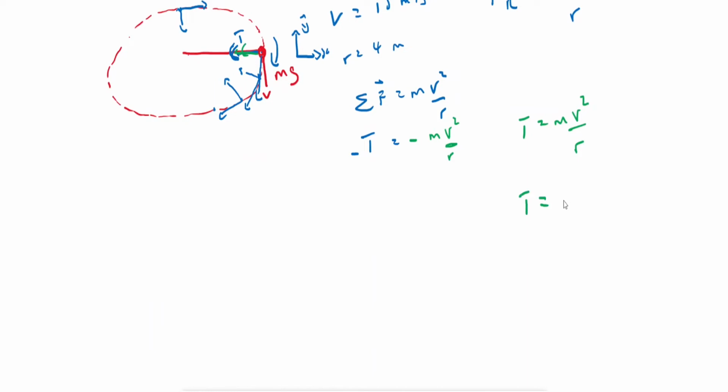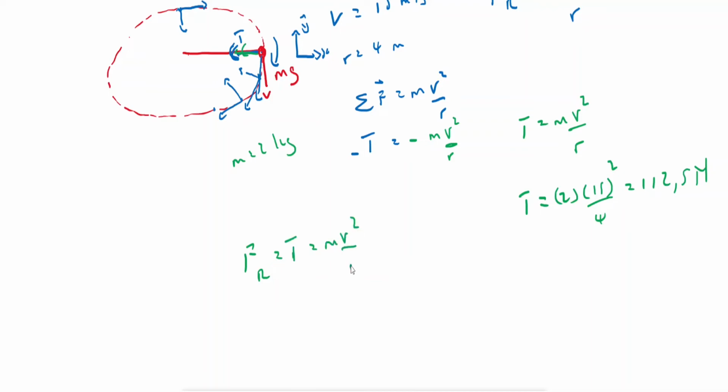You could say the tension is just going to be, let's say this is the mass, 2 kg. So this is 2 kg, and then this is 15, and this is 4. 15 is squared. This is going to be 112.5 newtons, basically. If you ask what the centripetal force Fr is, the centripetal force will be the same as the tension, which is the same as mv squared over r.